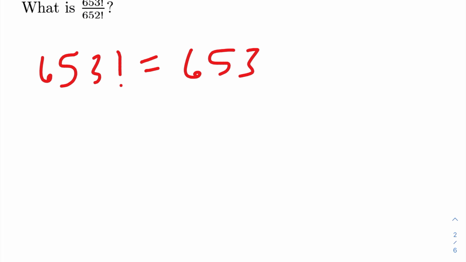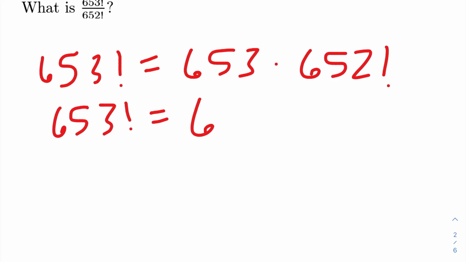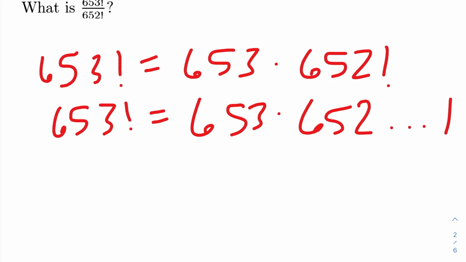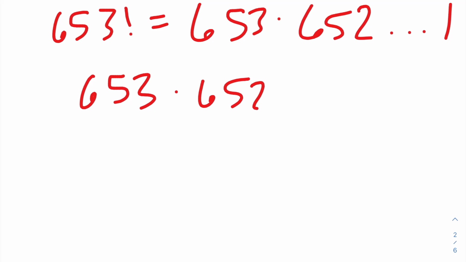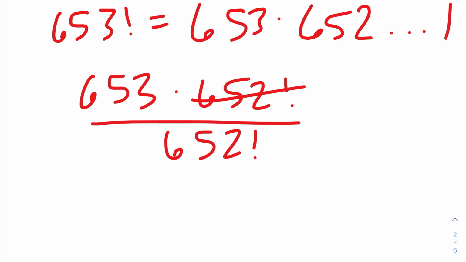So we can say 653 factorial is equal to 653 times 652 factorial, because 653 factorial will be equal to 653 times 652 all the way on to 1. So we're looking for 653 times 652 factorial over 652 factorial. Now these two cancel out, so our answer is 653.